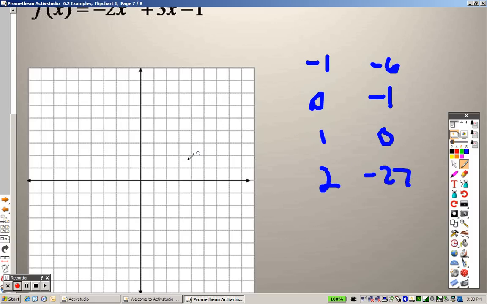So -1, -6 is 1, 2, 3, 4, 5, 6. 0, -1 is right here. 1, 0 is here. And 2, -27 is way, way off the paper. So the point is, when I go to draw this, I just go up, connect the points, and I know that 2 is way down there. And there is what the graph would look like using the graphing calculator.